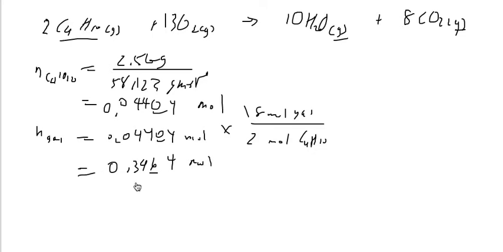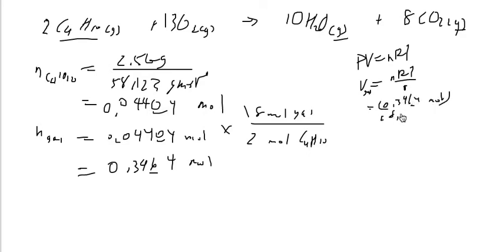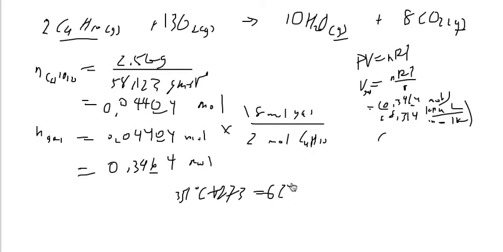Now what do we want to find? We want to find the total volume of gas. So if PV equals nRT, rearrange for V, volume of gas equals nRT over P, 0.3964 moles times 8.314 kilopascal liters per mole Kelvin times the temperature. Temperature is 351 degrees Celsius. So we add 273, 351 plus 273 equals 624 Kelvin. And we're also given the pressure, which also happens to be in kilopascals. So it's just 100 kilopascals.